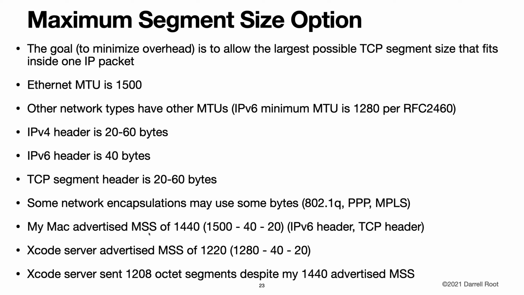My Mac advertised a maximum segment size of 1440, which is 1500 for Ethernet minus the IPv6 header minus the TCP header. And when I connected to an Xcode server, it advertised a maximum segment size of 1220, which is 1280 minus 40 minus 20. So note the 1280 minimum MTU. In effect, the Xcode server didn't really know what the maximum segment size is through all of the internet, and so it just chose a safe value based on the IPv6 minimum MTU. The Xcode server actually sent me 1208 octet segments despite my 1440 advertised maximum segment size. So the server was just configured to send me something a little bit smaller to guarantee that it got here.